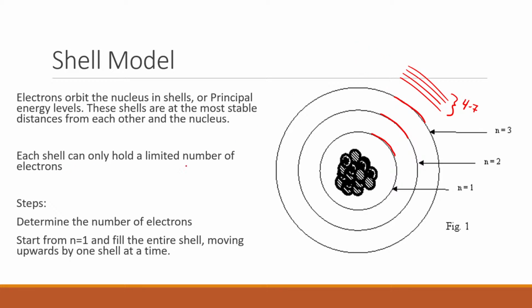Each shell can only hold a limited number of electrons. And when we look at the way electrons settle into these shells, they settle in from the innermost shells and then move outwards. They want to be as close to the nucleus as they possibly can be, and so they will fill the spots close to the nucleus before taking the back rows here, 5, 6, 7, 8. Or 4, 5, 6, 7. So let's look at that in a little bit more detail.